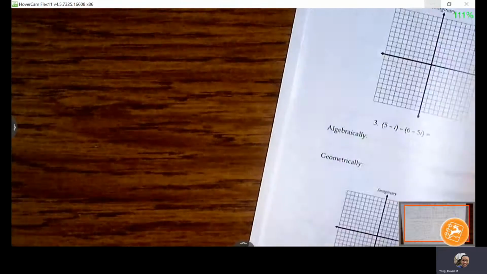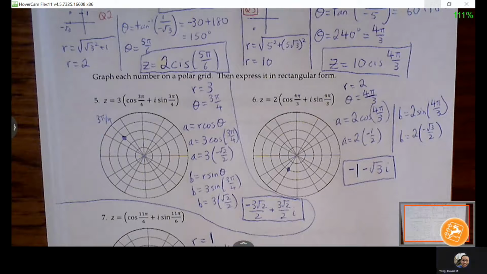Give you guys a chance to finish up, and I'm just going to come around and check 2 pages, page 18 and 19. Okay, so show me page 18 and 19.